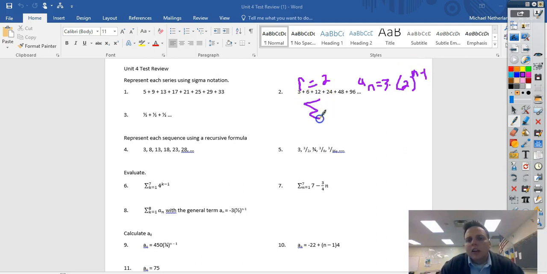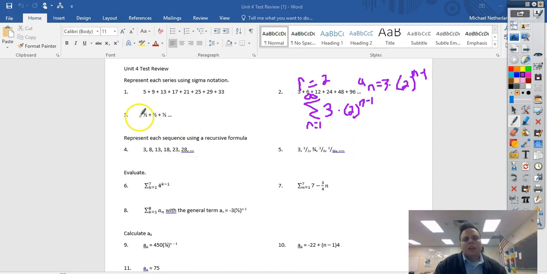So we write the sum of, we say n equals 1, then it says dot, dot, dot, so we write our infinity symbol, okay, because that just means it keeps going on forever, and it doesn't give us a total number of terms, and then we just plug in our explicit formula. 3 times 2 raised to the n minus 1. And bam, that's all she wrote.